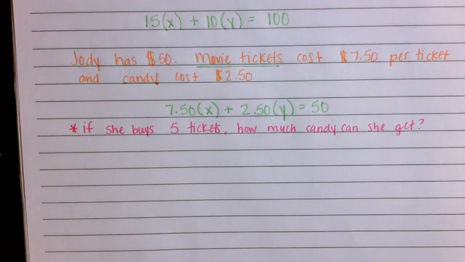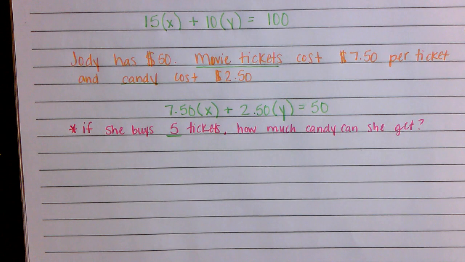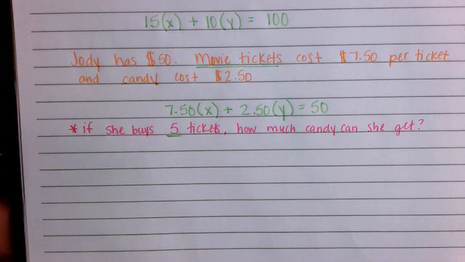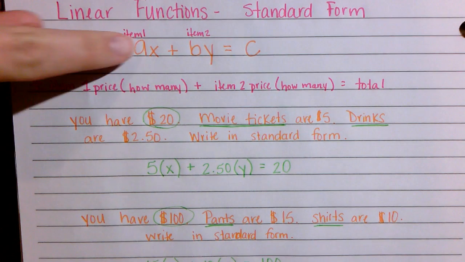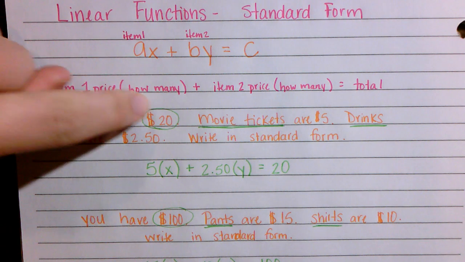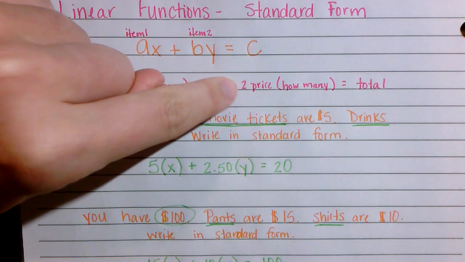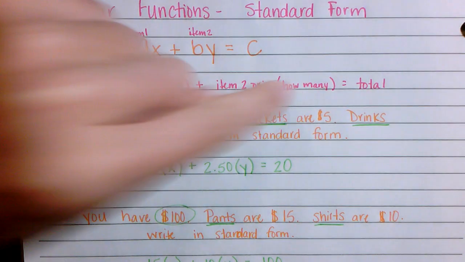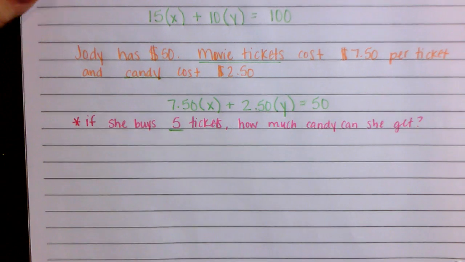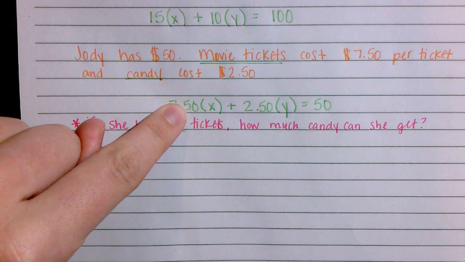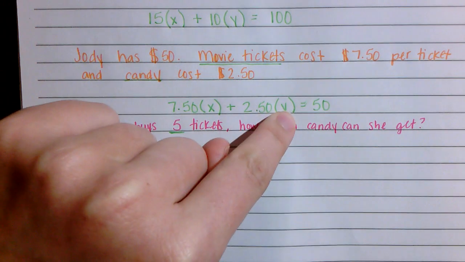If she buys 5 tickets, okay, this is a number right here, 5. Where are we plugging 5 into? Okay, remember up top where we wrote A stands for the item's price, and then the X beside it is how many of that item you have. B stands for the other item's price, and then the Y stands for how many of that you have. So if we look at what we've been given, this is the price of the first item and how many. This is the price of the second item and how many.